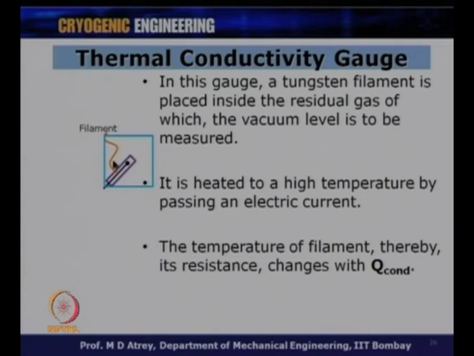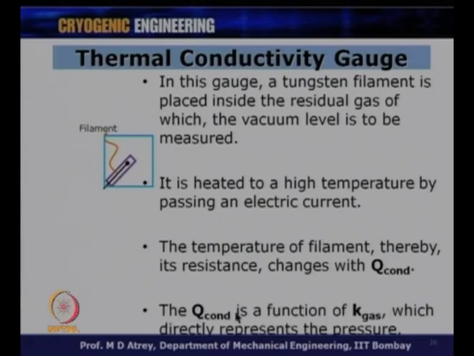Now, if I put this particular element in a Wheatstone circuit, some imbalance will get created because of the change of resistance of this, and this will be an indication of the pressure at this point. The Q conduction is a function of K gas, which directly represents the pressure. So, ultimately the change in resistance of this filament would represent the change in pressure.